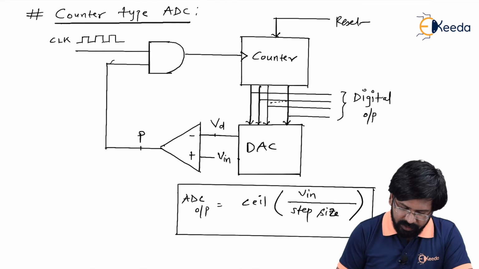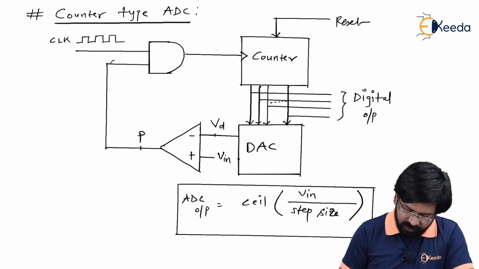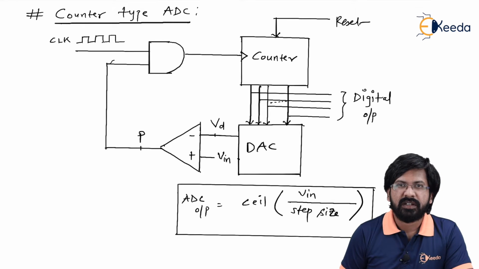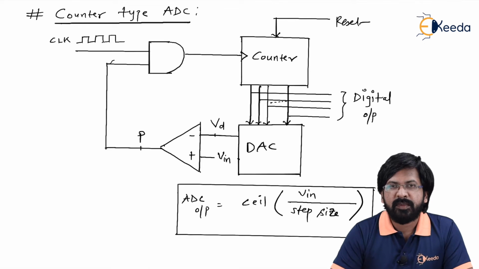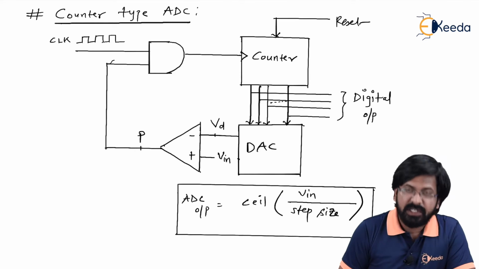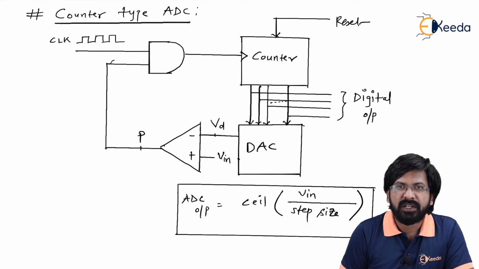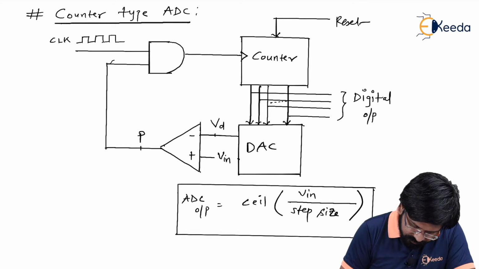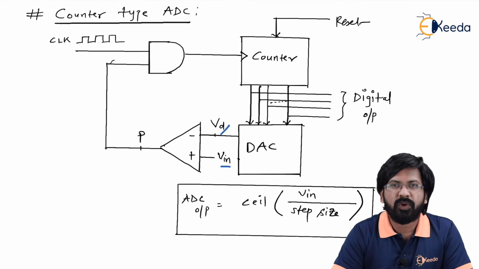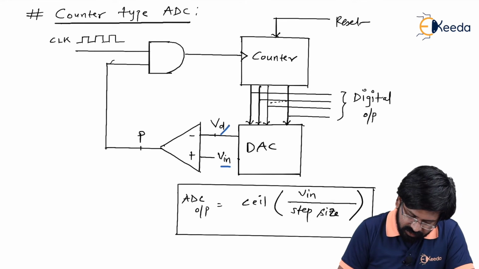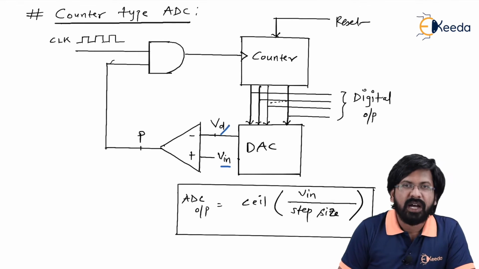The very important element in this counter type ADC is the comparator. So first of all, we'll understand how this comparator works. As the name implies, it is going to compare two signals, and depending on that, the value of P, which is the output of the comparator as you can see in the figure, can give you either logic 1 or logic 0. On the non-inverting terminal, Vin will be applied. On the inverting terminal, Vd is applied, which is nothing but the output of the DAC. Vin and Vd after comparison will give you the proper output, that is P.